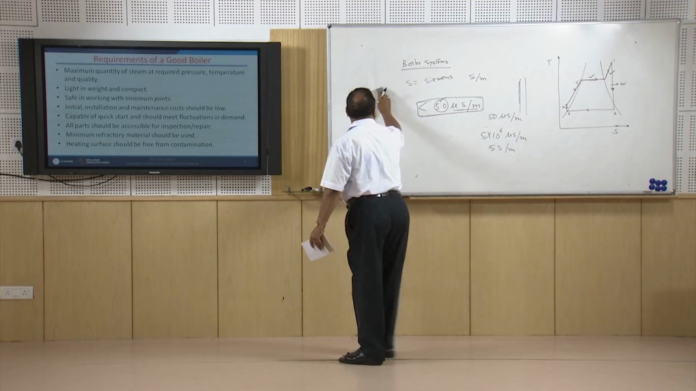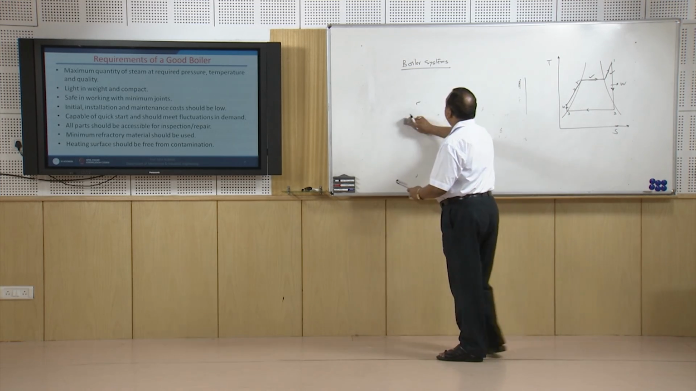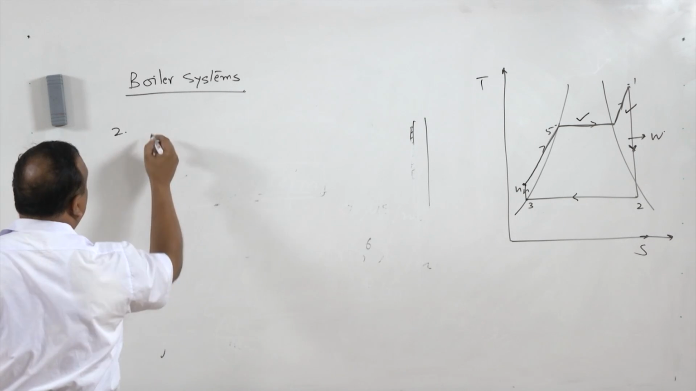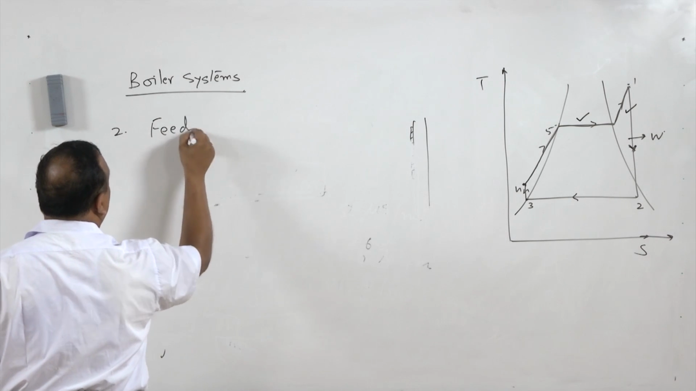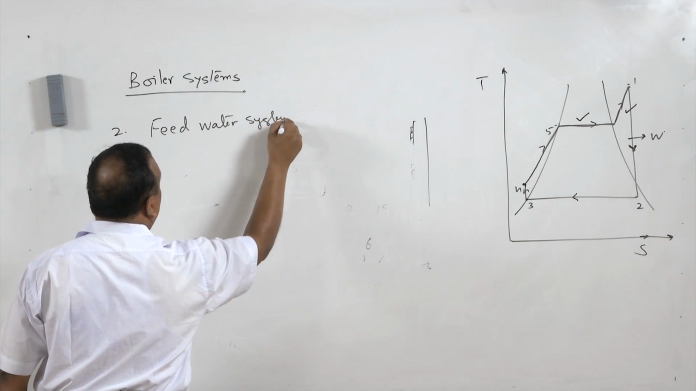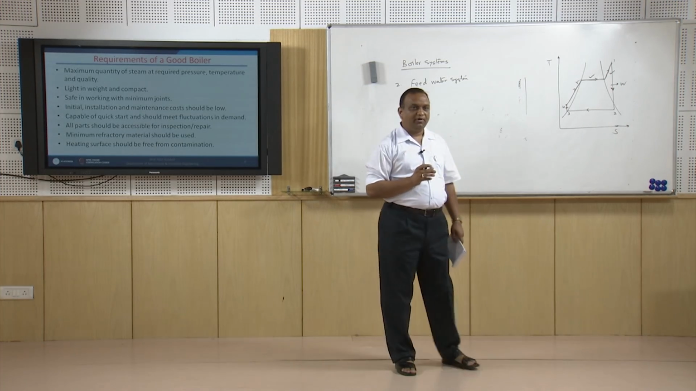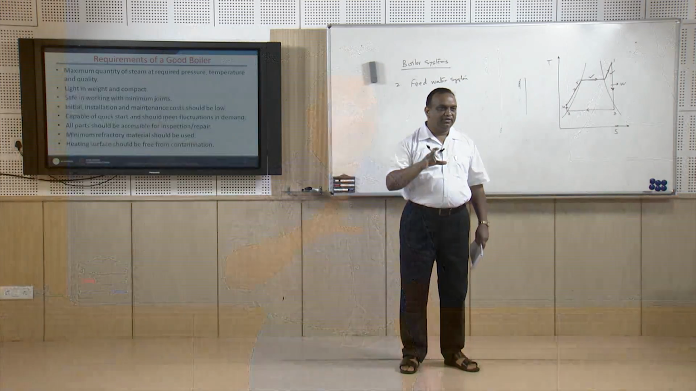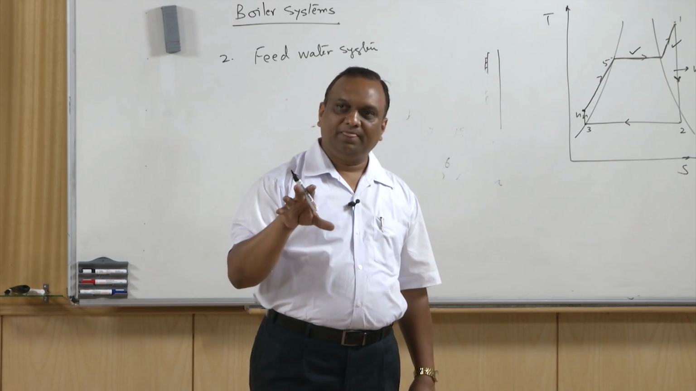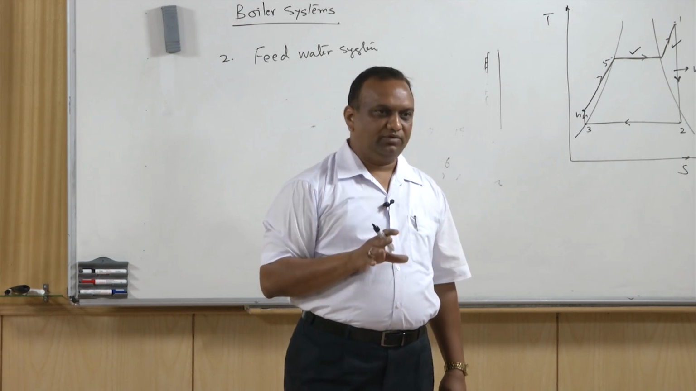Now, in addition to this water treatment system, there is another system which is known as the feed water system. Feed water is the water which goes to the boiler, but it does not go by its own. So, there has to be a system in place. Now, the feed water system includes a feed pump and a feed check valve.